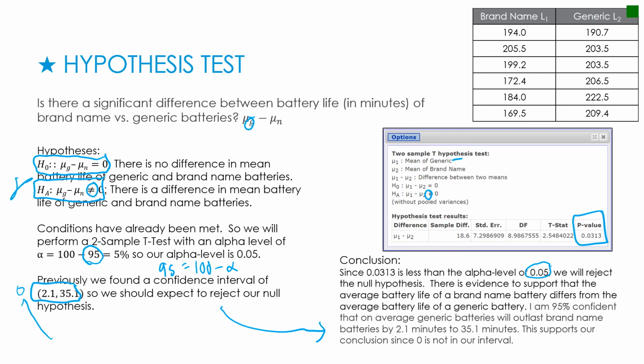There's evidence that this is true, and that means there's evidence that the average battery life of a brand name battery differs from the average battery life of a generic battery. And I'm 95% confident that on average, generic batteries will outlast brand name batteries by 2.1 minutes to 35.1 minutes. This supports our conclusion since 0 is not in the interval.